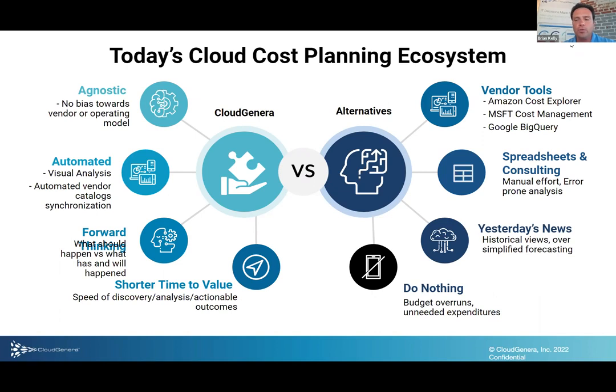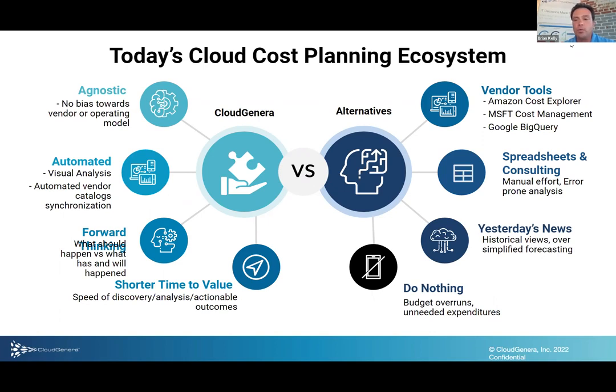Frequently, these vendor tools are complemented and supplemented through the use of spreadsheets and consulting. And that's really because today's cloud cost planning ecosystem focuses on a specific vendor, and it focuses on historical views of your spend. And while these vendor tools are providing some simplified forecasting capabilities, they lack the intelligence to predict how to optimize spend and how to best plan for costs associated with cloud usage.